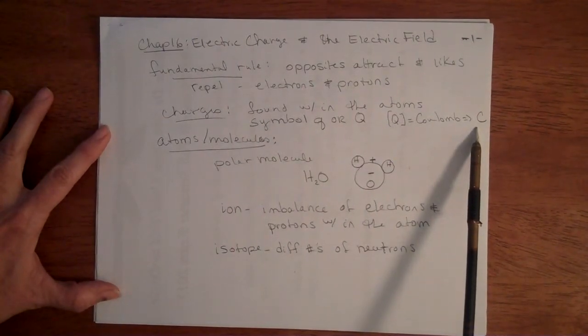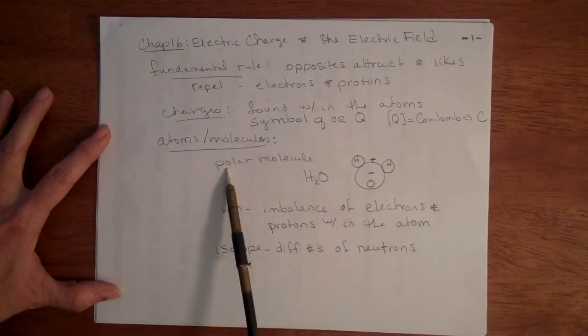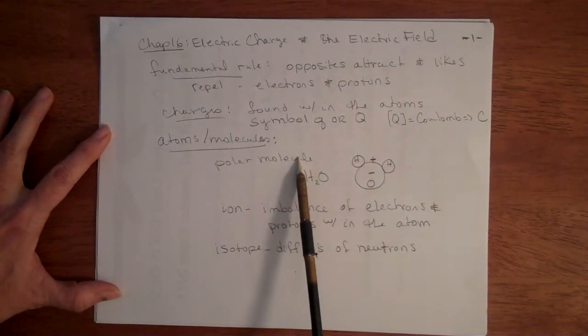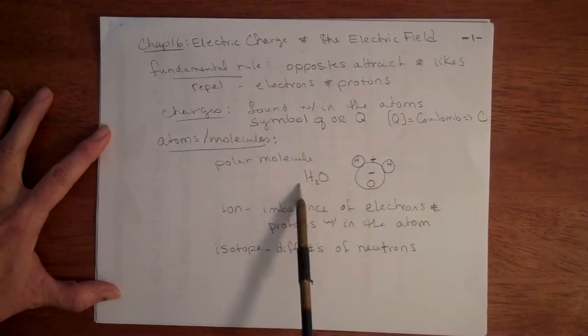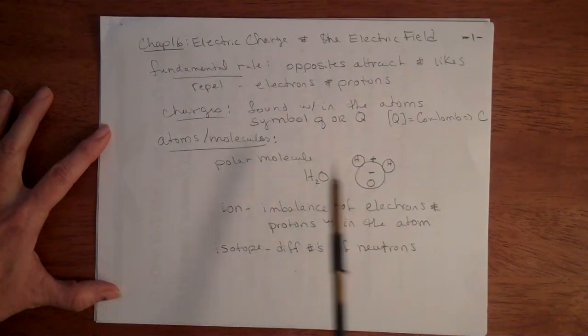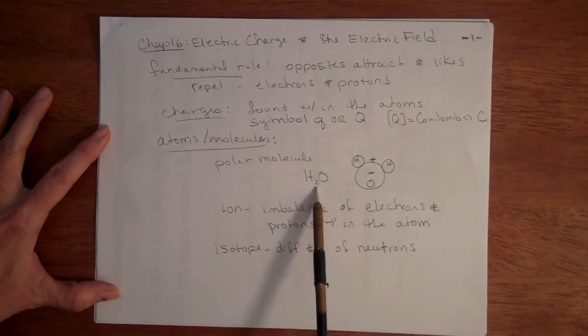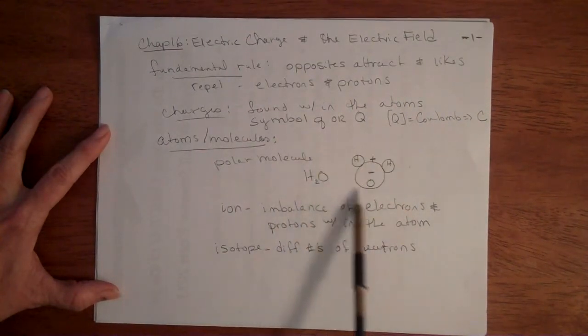So there's a couple different atoms or molecules that we want to take a look at. One of them is a polar molecule. A polar molecule is a molecule that, when it forms, has a permanent charge separation between the positive and negative charges found within the molecule. An example of a polar molecule is the water molecule. A water molecule is 2 hydrogens and 1 oxygen. So here's a picture of how it forms.